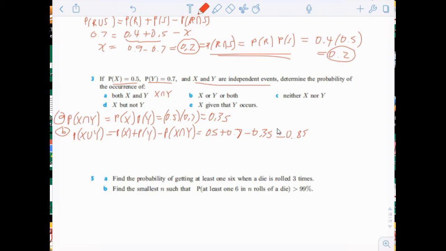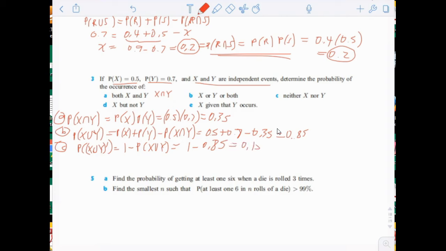Okay, what about C? Neither X nor Y. So that would be X union Y complement, which would be equal to 1 minus the probability of X union Y, which is equal to 1 minus 0.85, which is equal to 0.15.